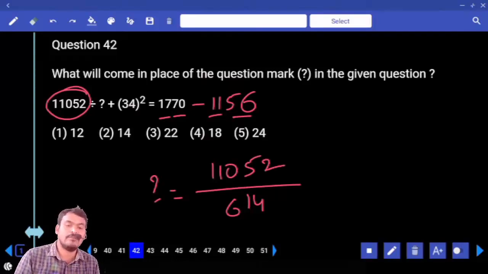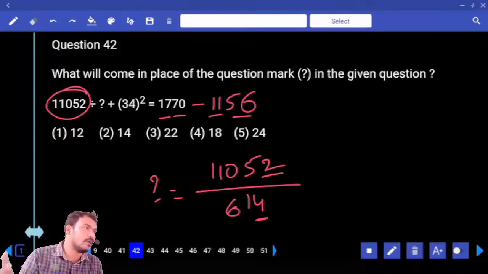11,052. It is divided by which one? 614 or not? What is the units position numerator? 2. Denominator 4. Possibility either 3 or 8. How many options are ending with 3 or 8? Only one option, that is 18.